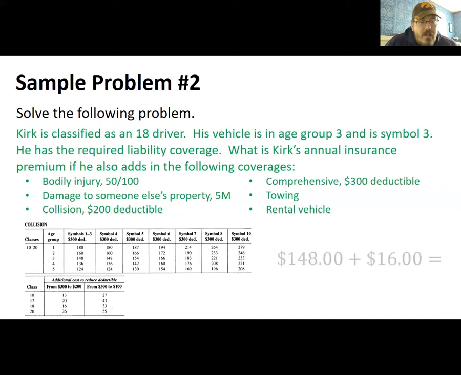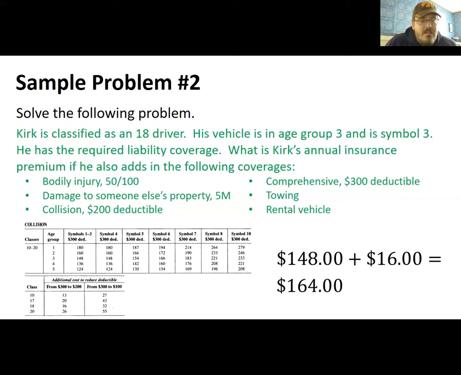going to be $148. But if he wants to lower the deductible, which means less that he has to pay out of pocket, there's an additional fee of $16, as you can see in the lower chart in that middle column there. So altogether for the collision with $200 deductible, it's going to be an additional $164. Again, remember that number. We'll come back to that here in just a second.